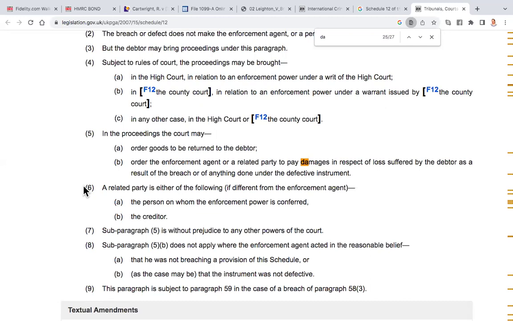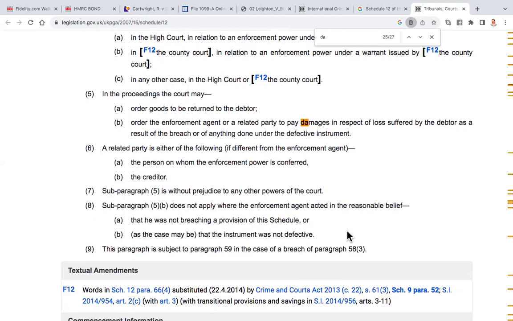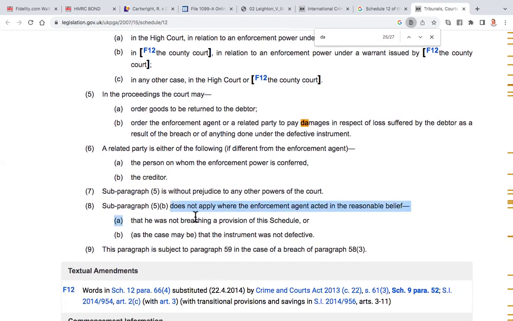You just noticed here, paragraph 6, it says a related party is either, if different from the enforcement agent, the locksmith is the person on whom the enforcement power is conferred. They have to be named on the warrant from the county court or writ of the High Court, or it has to be the bank or the council if it's a council tax. Has to be somebody from the council. Okay. So we've got precedents now that they can't say they didn't know the law, that they were acting in good faith, and they can't get away with it anymore because there's enough publicity with the Leighton judgment anyway. Okay.